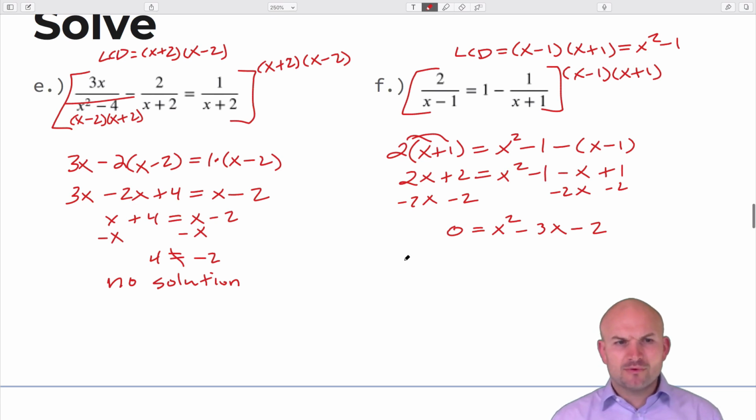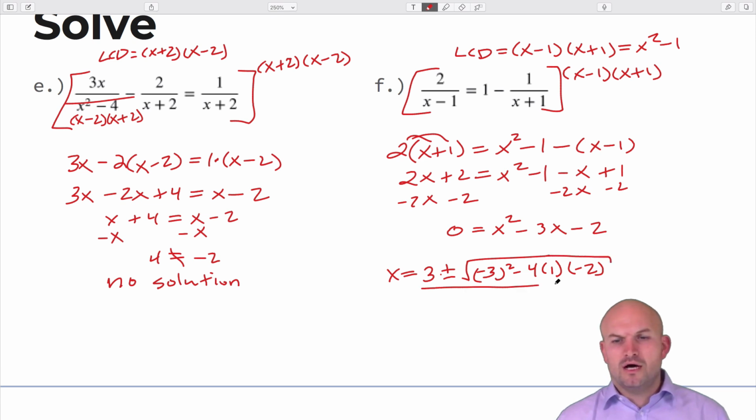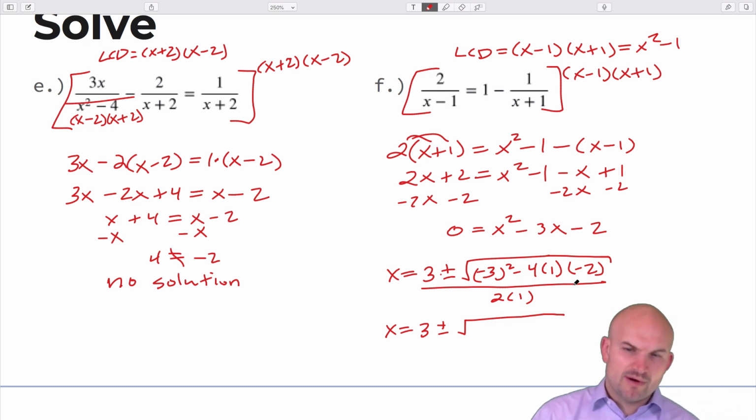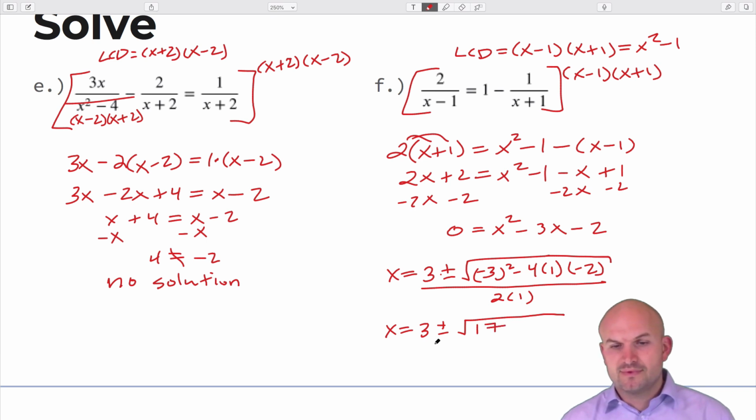So in this example, what I'm going to do is I'm going to have x equals the opposite of b plus or minus the square root of b squared minus 4 times a times c, all over 2 times a. So that becomes 3 plus or minus... let's do some math in our head here. Negative 3 squared is 9. Negative 4 times negative 2 is a positive 8. 9 plus 8 is 17.